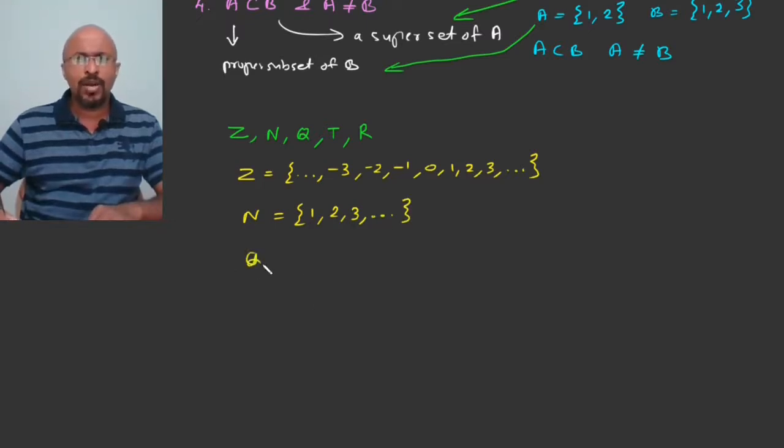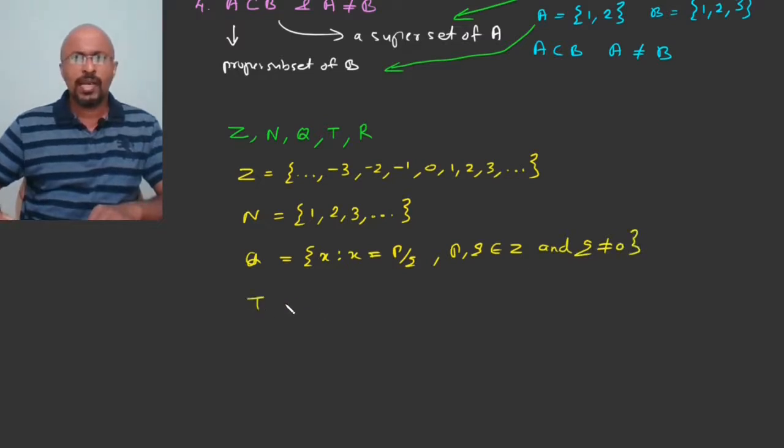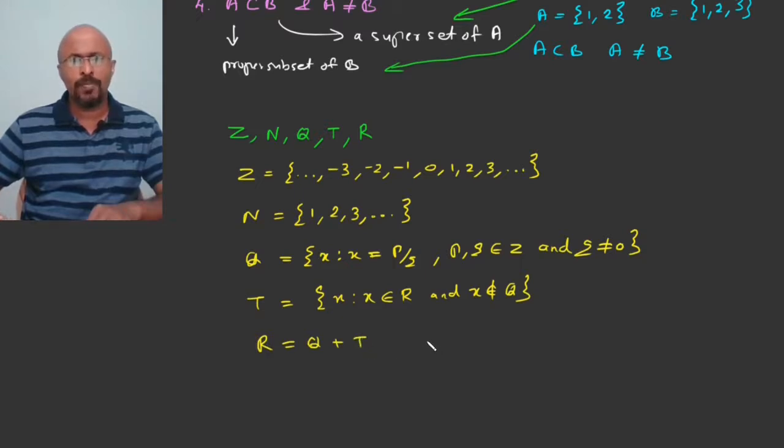What is a rational number? Q is equal to the set of all x such that x is equal to p by q, where p, q are elements of Z and q is not equal to 0. What is an irrational number? A number that is not rational. So we can write the set of all x such that x is an element of R and x is not an element of Q. And what is a real number? It is rational numbers plus irrational numbers, that is Q plus T.